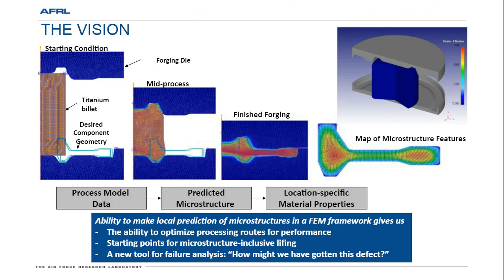So our vision is to be able to make local predictions of microstructures within a finite element framework to give us the ability to optimize processing routes for performance, to give us new starting points for including microstructure in our useful life predictions of components, and to give us a new tool for failure analysis, where we can ask, how might we have gotten this anomalous defect in a component?